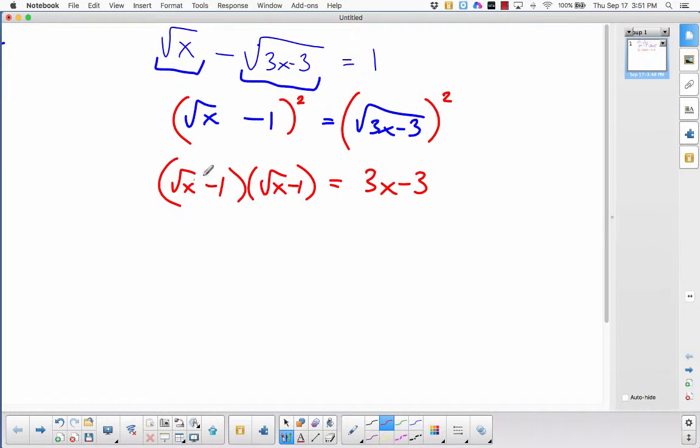So on the left side now, I have to FOIL this thing out. So root x times root x would just be an x. Root x times negative 1 would be a negative root x. Negative 1 times root x would be another negative root x. Negative 1 times negative 1 is a positive 1. Okay, equals 3x minus 3. Collect like terms.